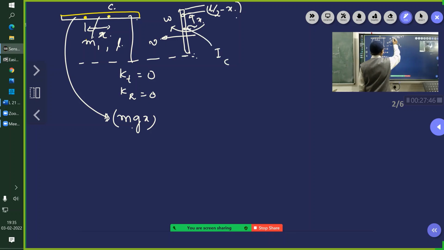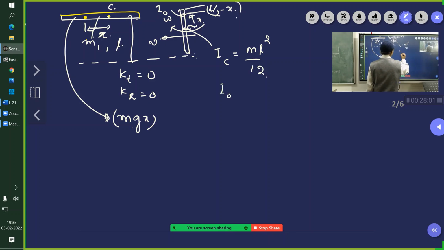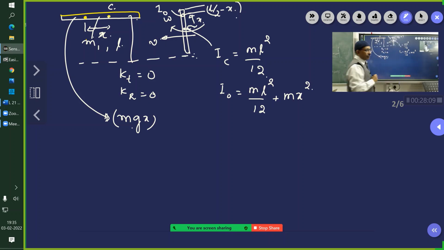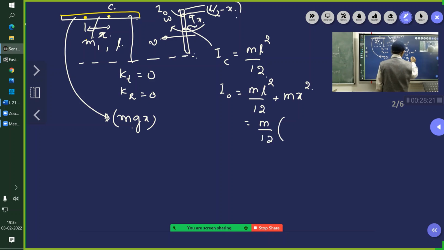So you will say IC is here and this is IO. IC will be ml square by 12 and IO will be ml square by 12 plus mx square. Correct now? So therefore this will give me m by 12 into L square plus 12 x square. This will be I naught.